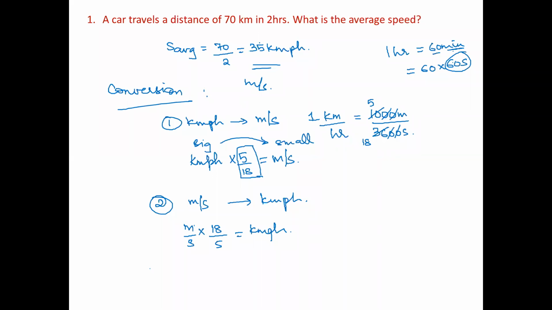Now I want this answer in meter per second. This average speed, 35 kilometer per hour, in meter per second. 175 by 18, meter per second. Yes, okay. What they did was 35 into 5 by 18. Is that clear? Now I'll give you a few more conversions. 72 kilometer per hour convert. I'll keep giving you, you keep doing. 54 kilometer per hour convert.